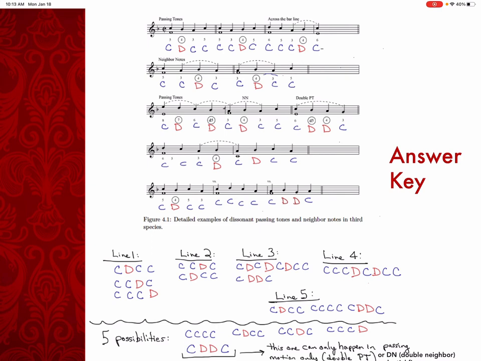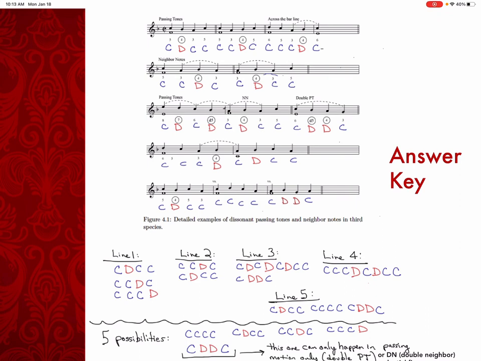This particular one goes down by step. It could also go up by step. But the intervals will always be 6, 5, 4, and 3. It could be in reverse: 3, 4, 5, and 6. But that is a possible way you can have two dissonant intervals in a measure. In fact, that is the only way.